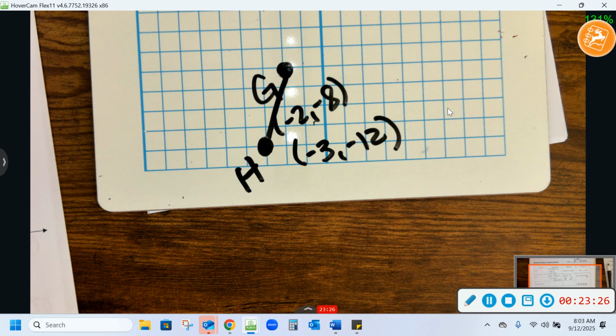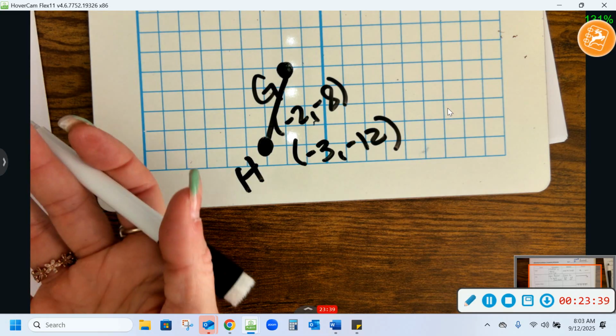Alright, so I did that one because that one's not quite as easy, right? I can't just find a point like we did in our first one and say, I think it's 1, 4, and then prove that I'm right. This one is not very evident where the midpoint would be. It's not going to be perfectly on a coordinate point.